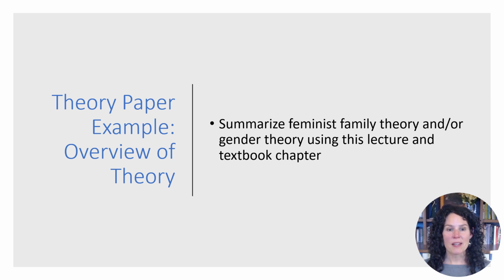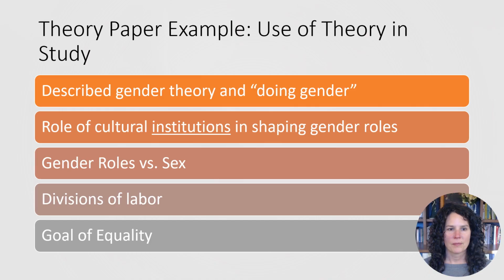Okay, so now you're going to summarize feminist family theory and/or gender theory using this lecture and the textbook chapter. Putting it in your own words, and putting the article aside, explain what is feminist family theory? What does it mean? How do you explain it to somebody? Okay, so in the third section, you go through the research article and look for any signs that they were using feminist family theory or gender theory, and you summarize them here.